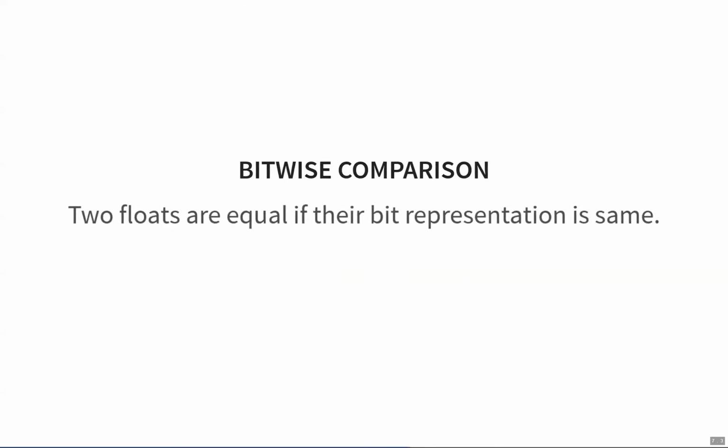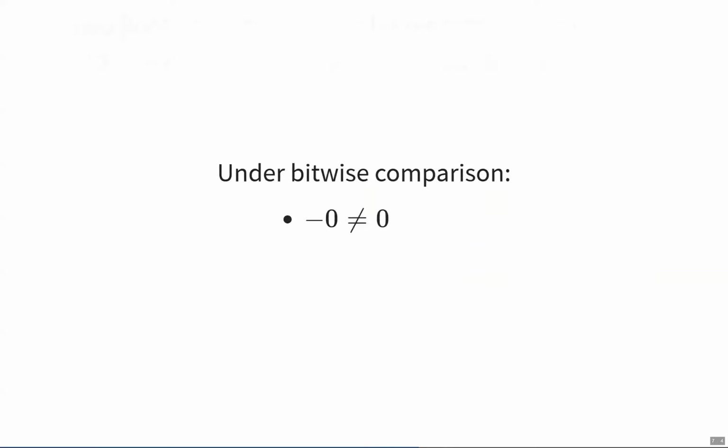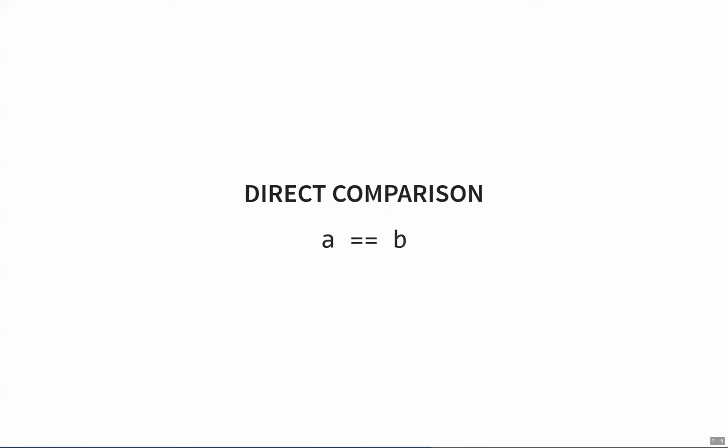Let's talk about it. Bitwise comparison checks just the bit representation. Again, not the same as if you write a == b. Important difference. Under this comparison, the two zeros are different, and not-a-number error values might be equal, or they might not be equal. You don't know, because you can have different not-a-numbers, you can have different errors. So are they equal, are they not equal? Depends.